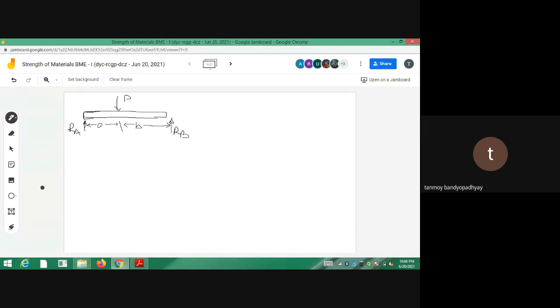Now if I write the equations of equilibrium, what I should have is RA plus RB equal to P. If I balance the forces, sigma Fy, taking the positive side as positive, sigma Fy is equal to 0. So I should get RA plus RB equal to capital P.